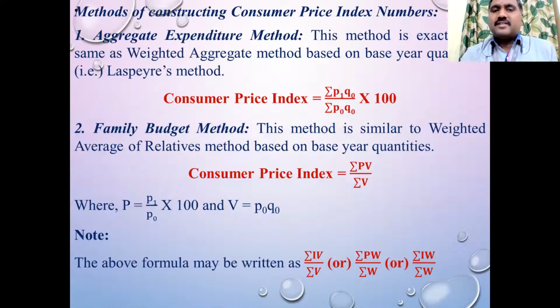The same formula, sir. The first method is the aggregate expenditure method. The second one is the family budget method. The aggregate expenditure method is similar to the Laspeyres method: summation P1 Q0 by summation P0 Q0 into 100. That's it.